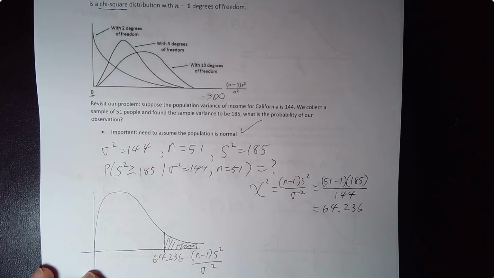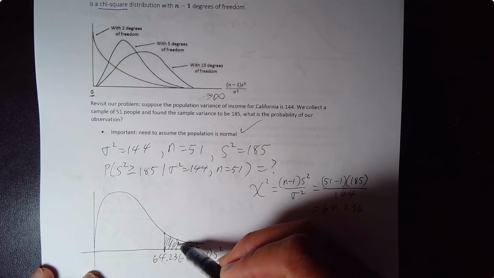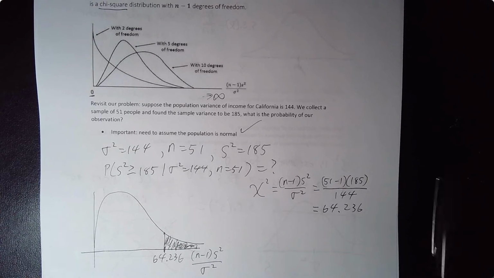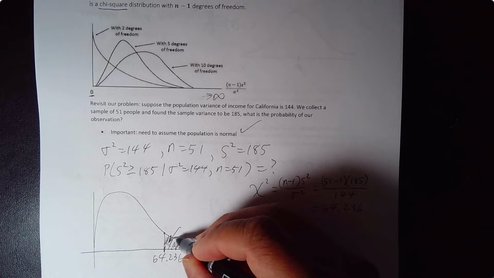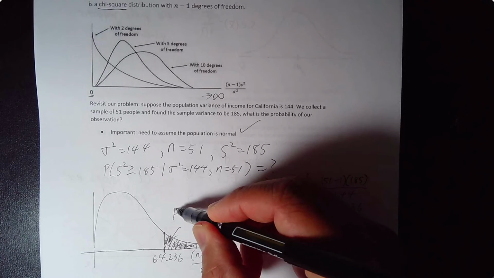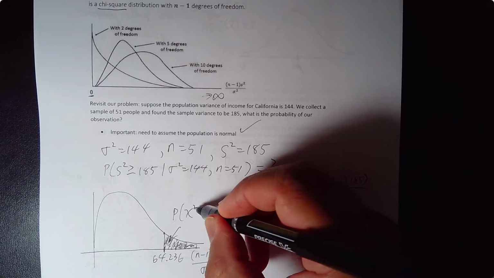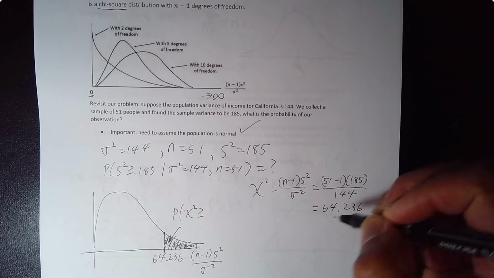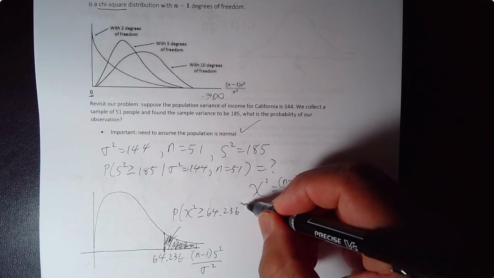Okay, so that means I have 64.236. And I know this term follows a chi-square distribution, so I can use either a table on the back of the book, or I can use an app, and I can find the area there. And what does this area represent? This area represents the probability that chi-square is greater than or equal to 64.236.